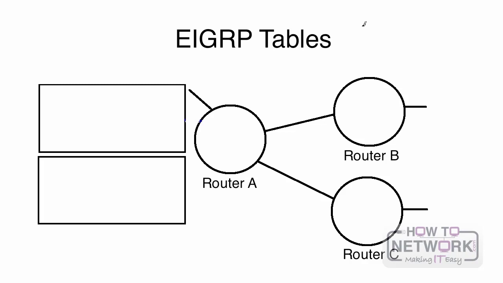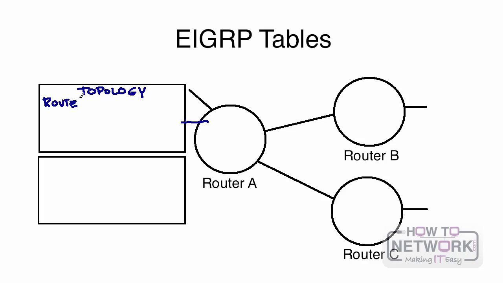Now, here's an example. We have, again, a hub and spoke design: router A, router B, and router C. Router A, as soon as it enables EIGRP, is going to build out these EIGRP tables. And one of the tables, again, is going to be this topology table. The topology table is going to contain critical information for EIGRP to run and make the choices upon what the best path is going to be.